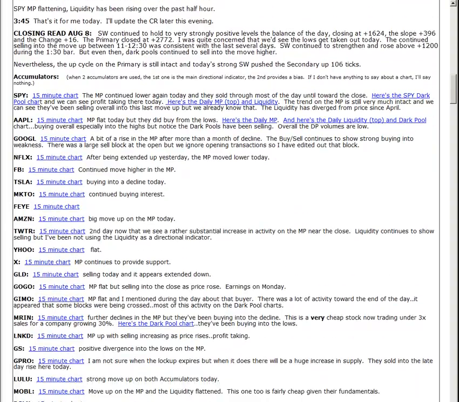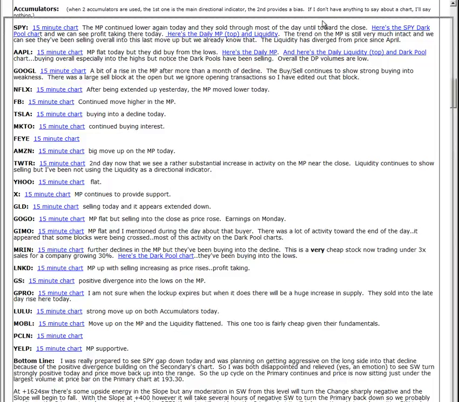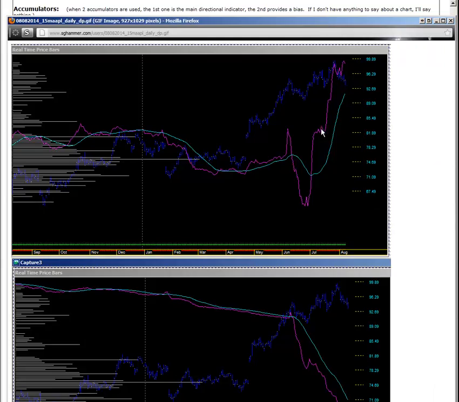And here we see I've made multiple posts of accumulator charts. For example, here on Apple, I've posted some interesting charts showing the difference between the algorithmic trading systems as well as the dark pools.